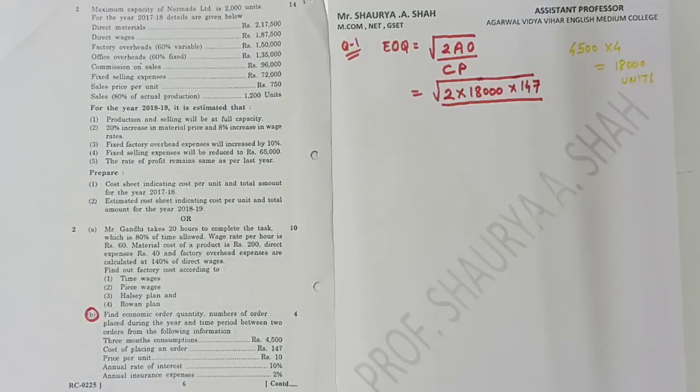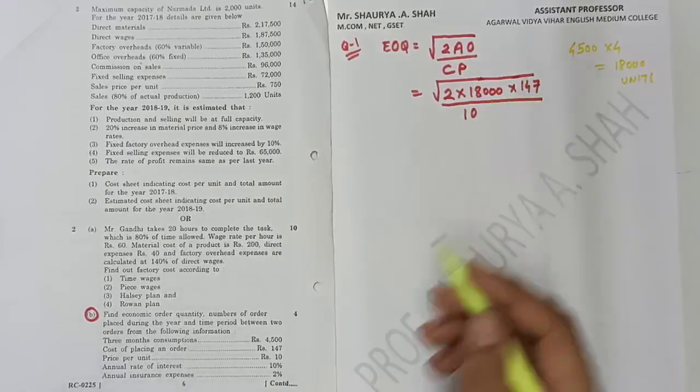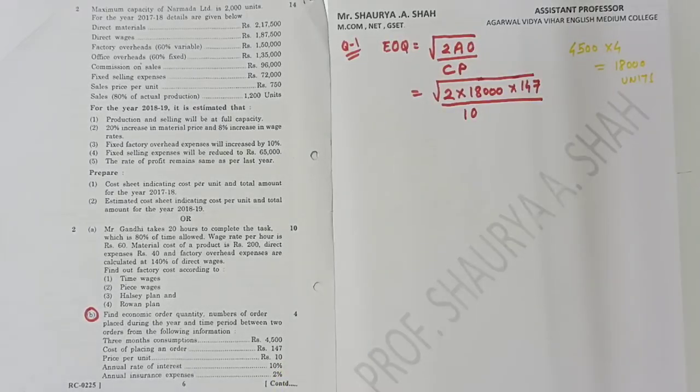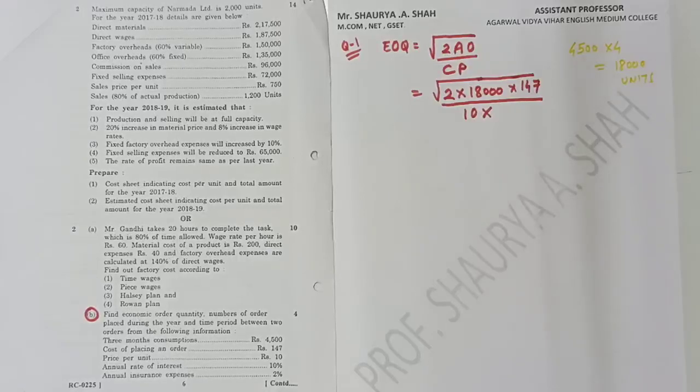Then divided by, you have C into P. As I told you, what is C? That is price per unit, right? So price per unit, you can see in the sum, it is 10 rupees. Price per unit is 10 rupees, right? And what is the percentage annual rate of interest and annual insurance expenses? So both are to be taken, right? Many students make the mistake that they take only one. Insurance they do not take.